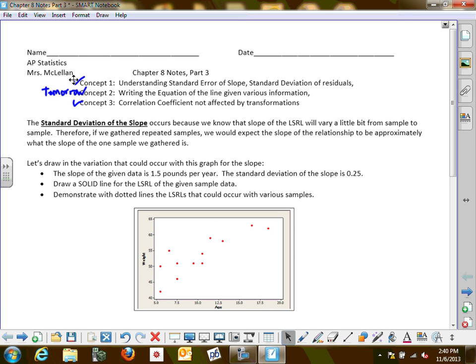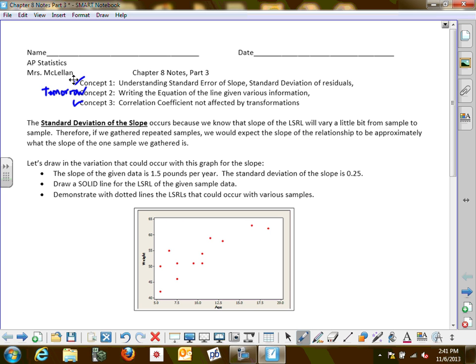So this first page is understanding what the standard error of the slope means. It has a real important meaning, and I want you to grasp what that is. So that and the standard deviation of the residuals, what those are and what those do for you. So here we go. Let's start with the standard deviation of the slope.